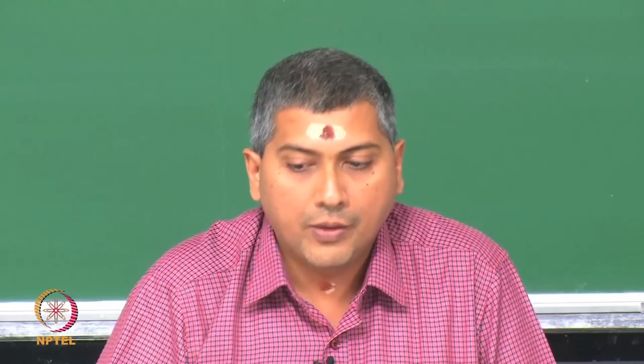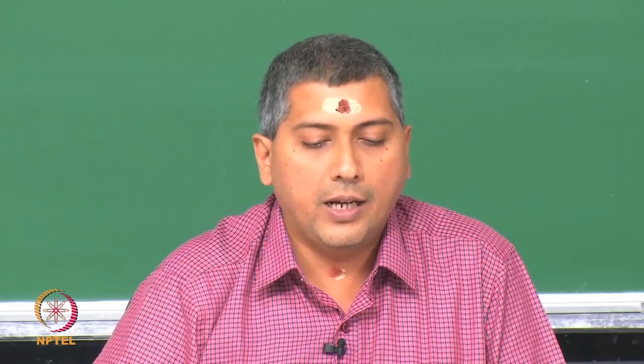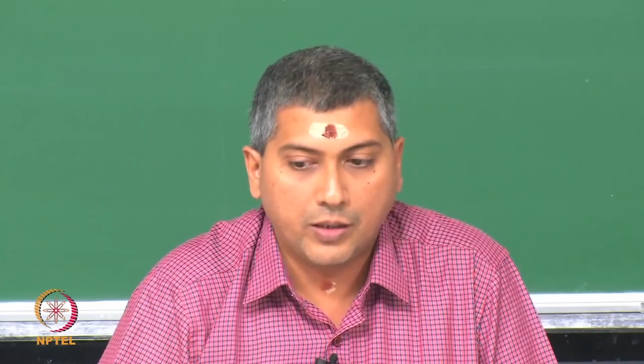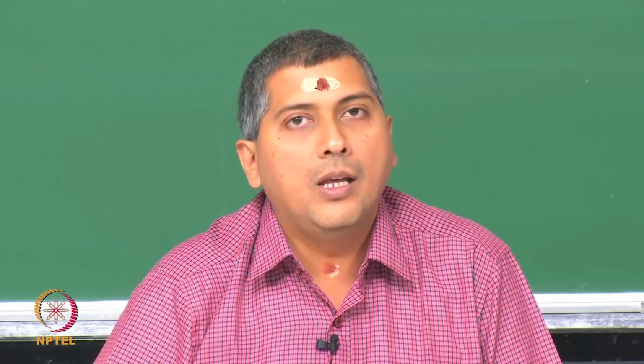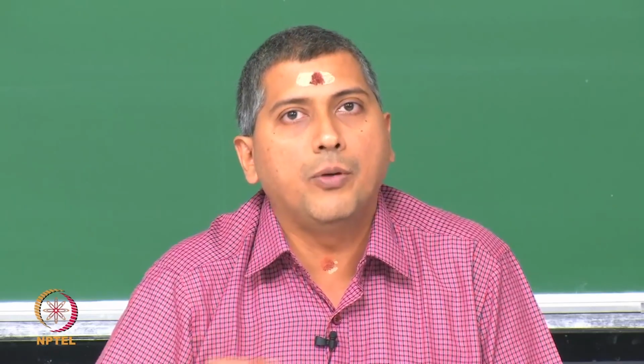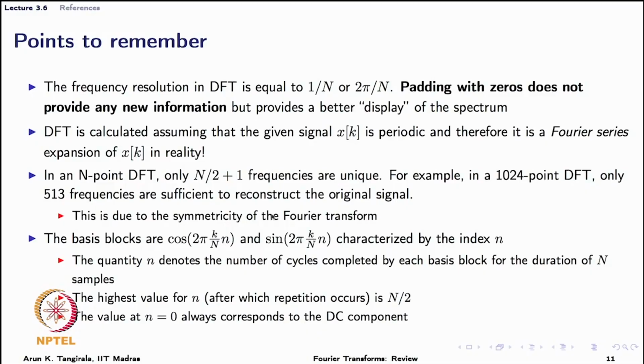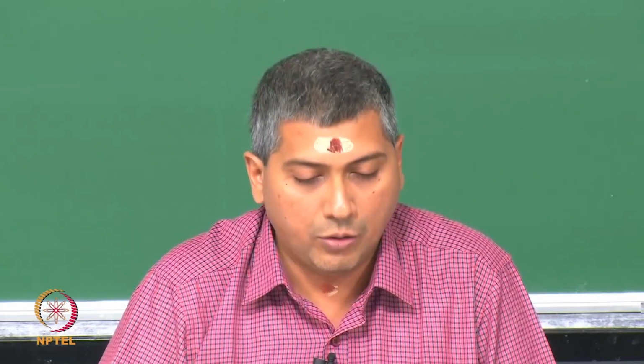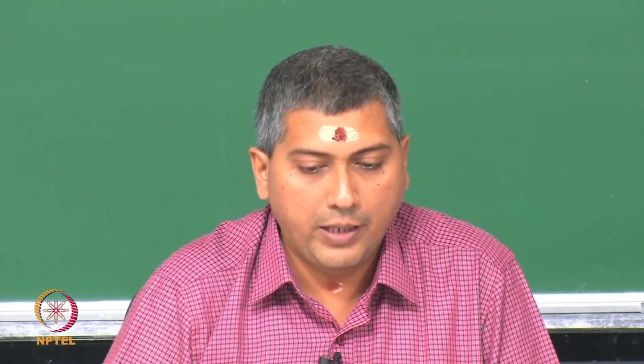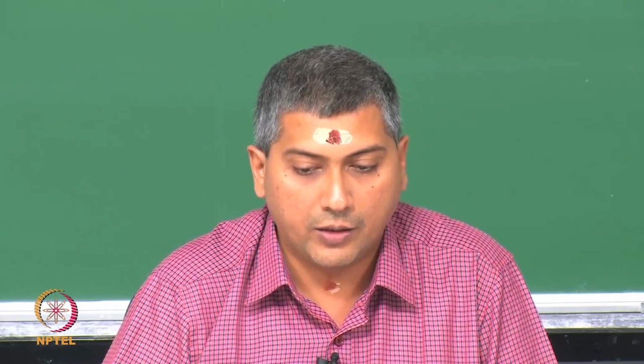Okay. So, again, to reiterate, the DFT is calculated assuming that the infinitely long signal that I have not observed is periodic with the same period as the length of the observation. So, what you are actually computing is not the Fourier transform, you are actually computing Fourier series coefficients, you should remember that. And in an n point DFT, only n by 2 plus 1 frequencies are unique. For example, if I have a 1024 point DFT, then only 513 frequencies are sufficient because of the conjugate symmetry. This is simply due to the property of the Fourier transform.